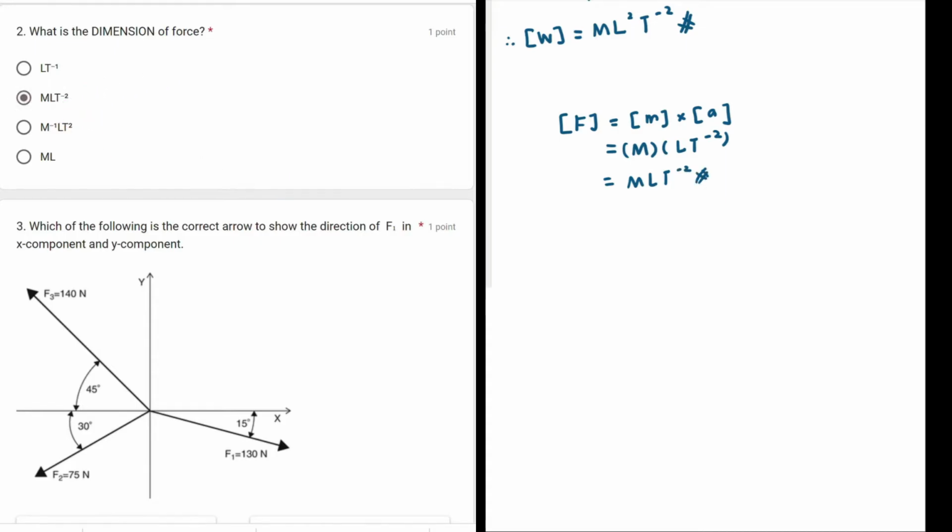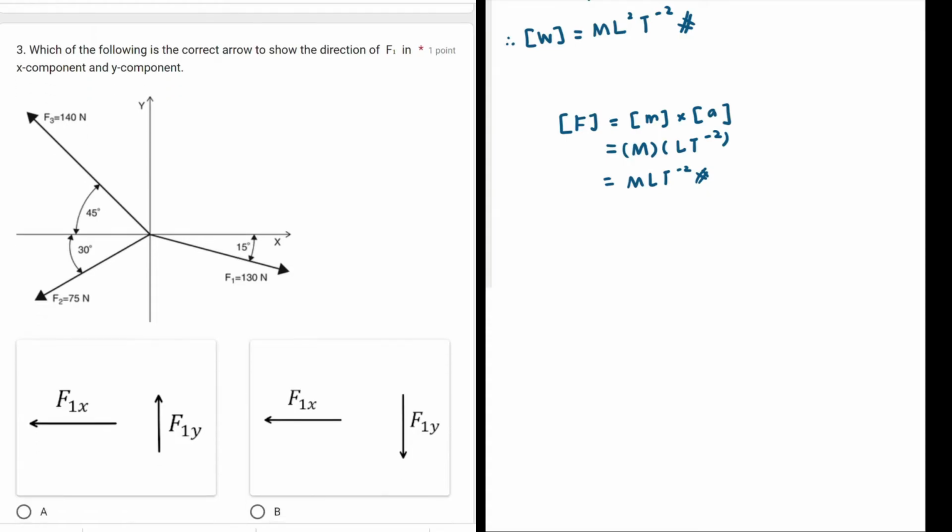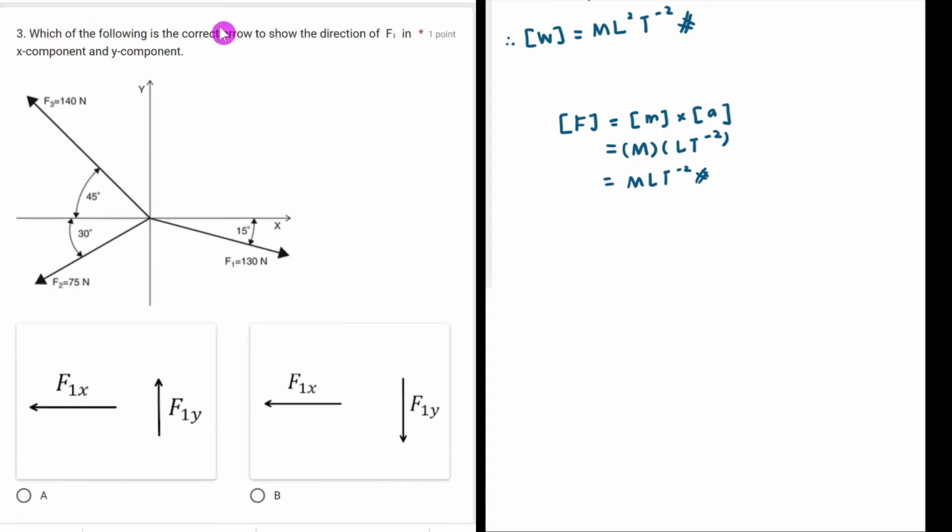Very easy, right? Okay, so proceed to the next part. Okay, so which of the following is the correct arrow to show the direction of F1 in X component and Y component? Means that this question asks us to resolve F1 into X component and Y component. So now look at the arrow. So this is the tail of the arrow and this is the head of the arrow.